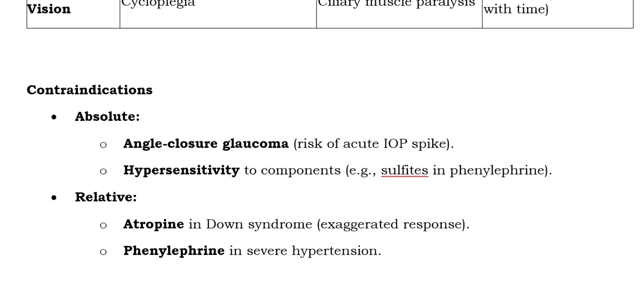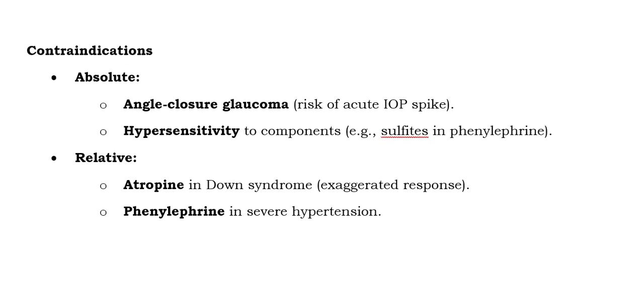Got it. Now, contraindications. When should we absolutely not use these? Okay, absolute contraindications. Number 1, angle closure glaucoma. Big no-no. Risk of that acute IOP spike. We covered that. What else? Also, any known hypersensitivity, allergy to the drug itself or any component in the formulation. Like some phenylephrine drops have sulfites. If someone's allergic, you can't use that specific one. Okay, angle closure and allergies are absolute.